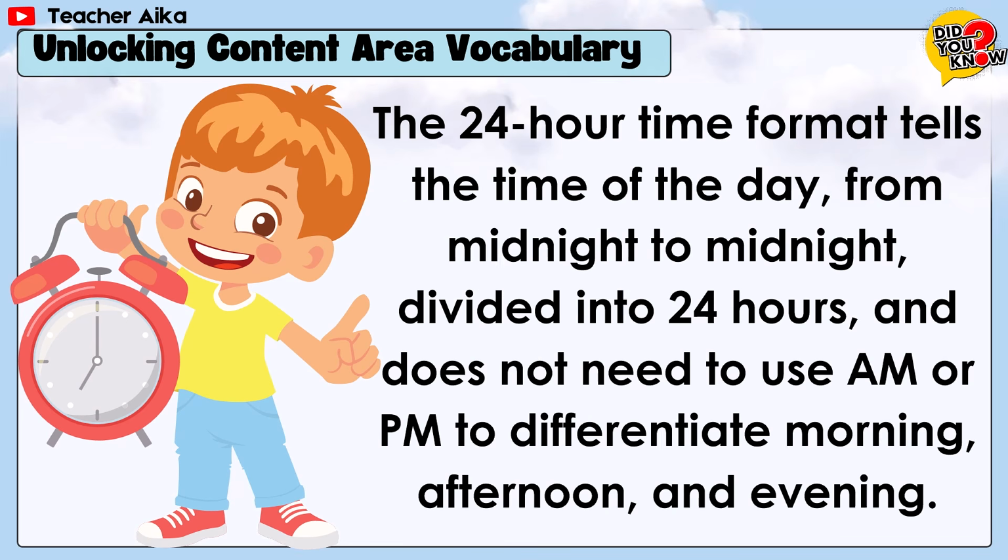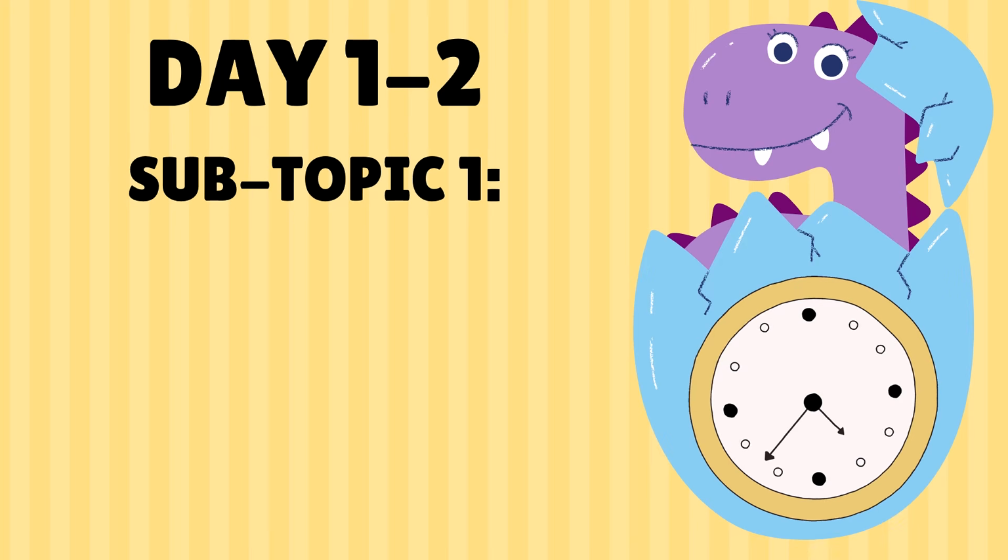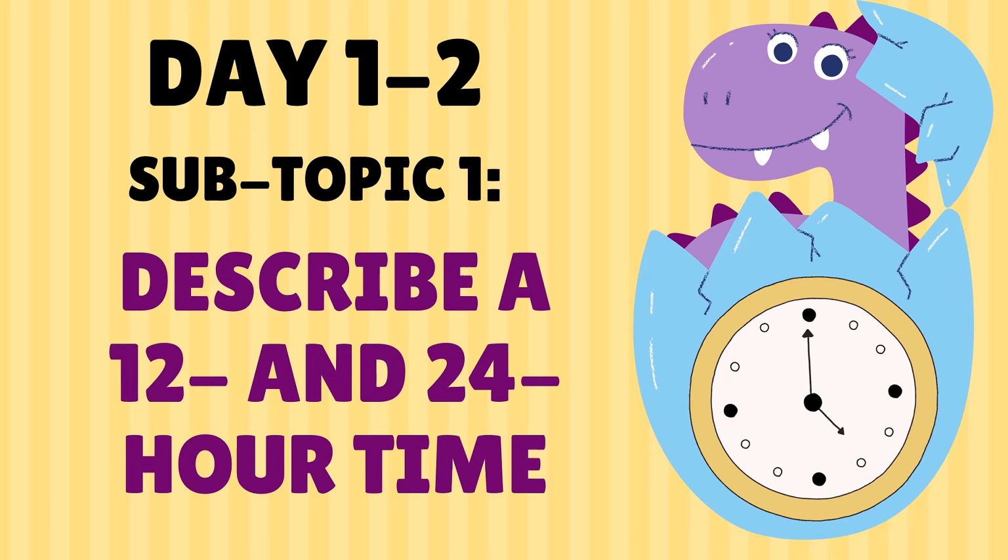The 24-hour time format tells the time of the day, from midnight to midnight, divided into 24 hours, and does not need to use AM or PM to differentiate morning, afternoon, and evening. Day 1 to 2. Subtopic number 1. Describe a 12 and 24-hour time.